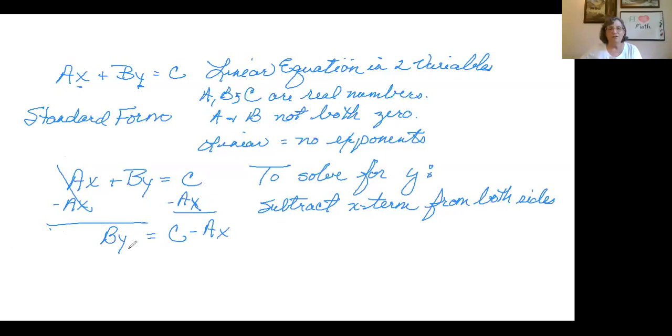And then to finish solving this for y, because it's currently solved for b times y, I would have to divide both sides by b. That'll cancel the b's. So I've got y equals, I could leave it as c minus ax over b, or I could separate this out into two different fractions.